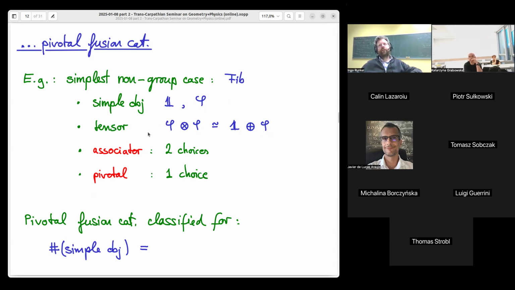And again, you can try and classify all theories with these fusion rules. You'll find there are 2 different associators, but there's only 1 pivotal structure now. So there are not 4 of these now, there are just 2 of these.